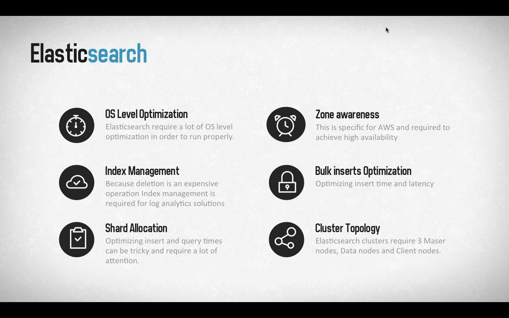The next thing is to do zone awareness, especially if you're running with AWS, you want to make sure that you achieve high availability. And one way to do it is to use the AWS plugin for Elasticsearch. It makes sure that if you do a replica shard, it configures the shard on a different availability zone and basically gives you the availability that you want.